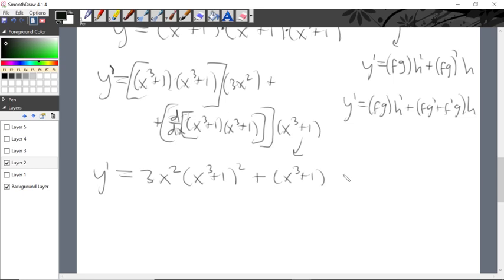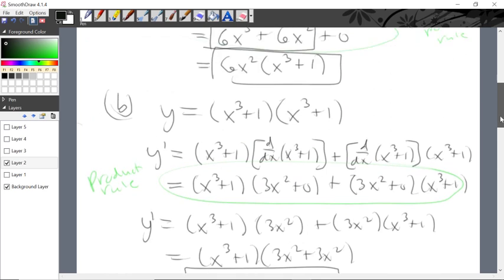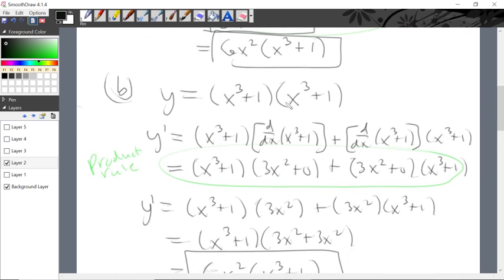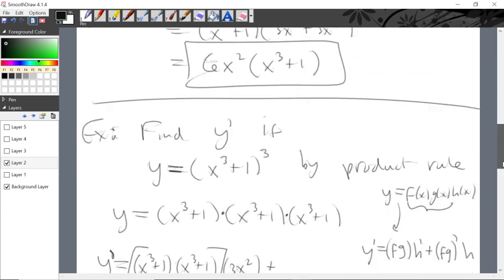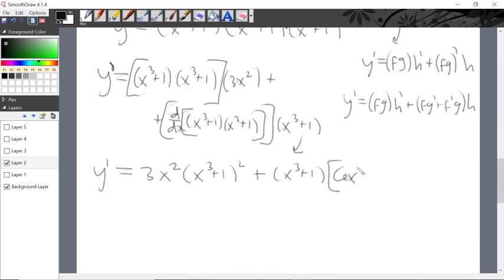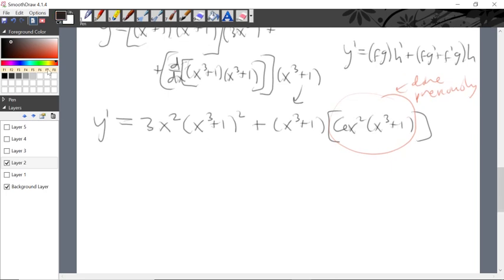And then we need to take the derivative of this product. But I think we already found the derivative of that product, right? Right up here. The derivative of the product x cubed plus 1 times x cubed plus 1 we had simplified as this: 6x squared times x cubed plus 1. Okay? So let's make a note. This was done previously. See above. Just above here in this exercise. All right, so here we go.